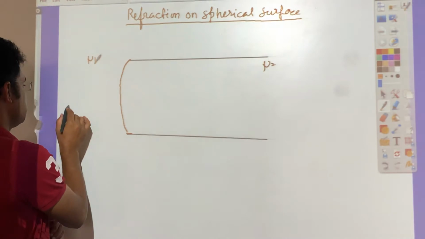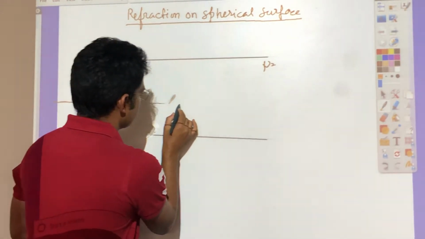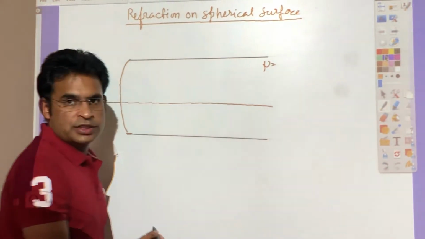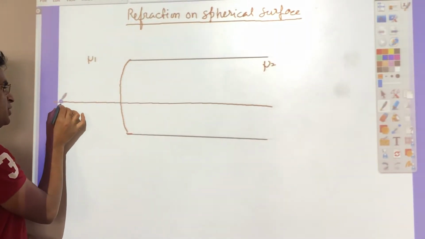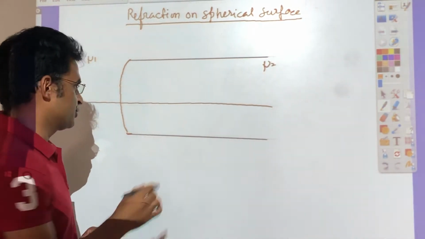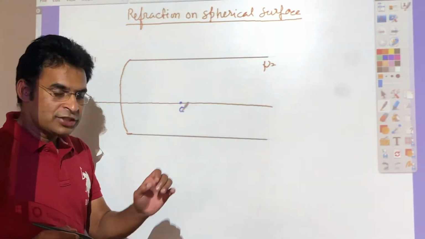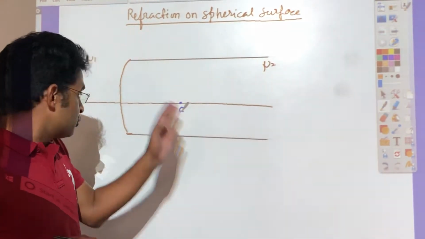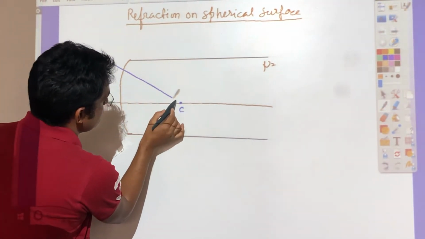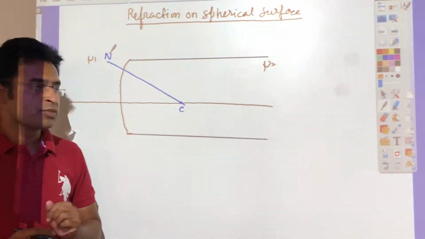So if I take the principal axis over here, the principal axis passes through the center point, and I put one object over here. This is one object in front of a spherical surface. And for any spherical surface, there will be a center. So this is the center of the spherical surface, this point. And any line joining the center to the surface will become a normal. Means if I draw one line passing through this center, this line is a normal. Means CN is a normal line.